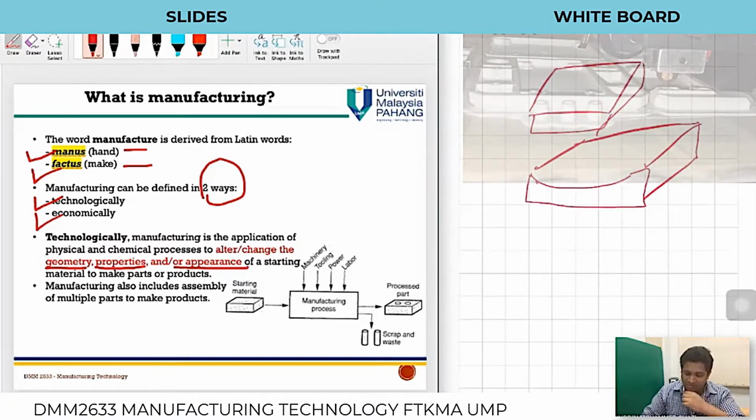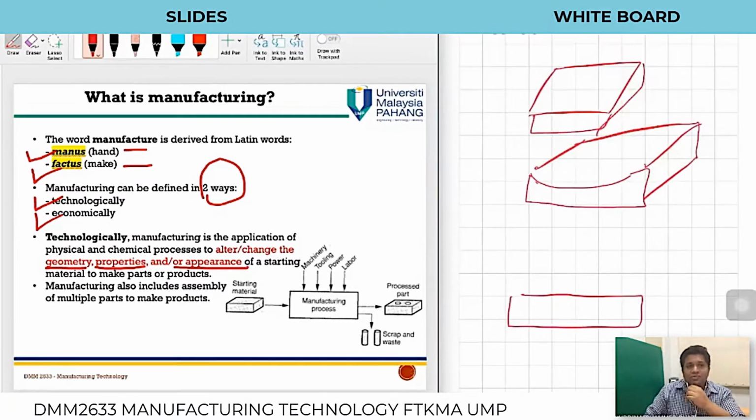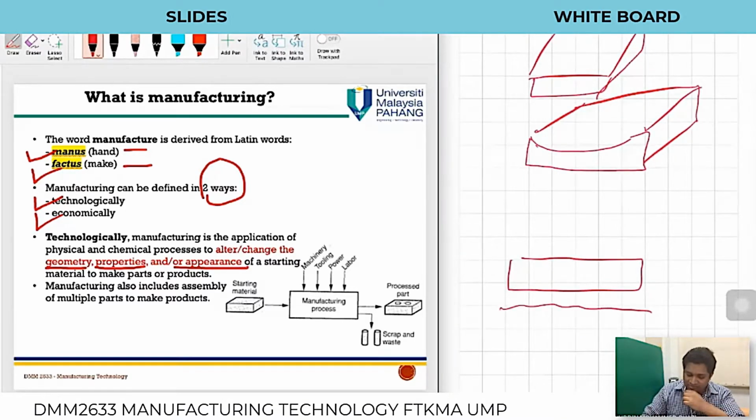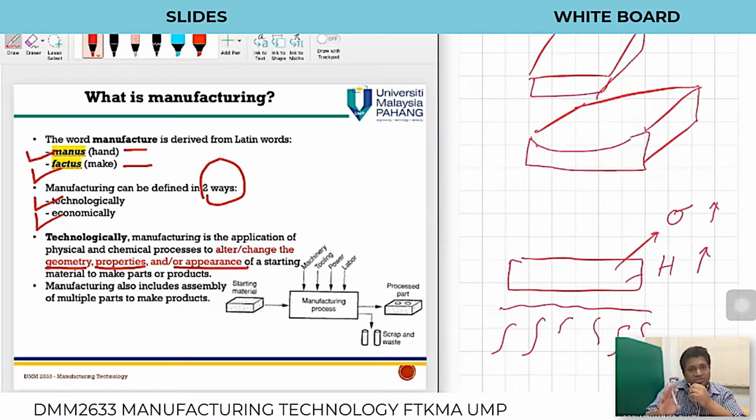Sometimes I've got a steel plate and I'm doing a heat treatment process. Heat treatment is a process in which I apply an amount of heat. I'm going to heat this product. After heating the product, the tensile strength of the material increases, the hardness of the material increases. So I did not change the geometry of the product, but I changed the properties of the product by heating it. So that is also called manufacturing. So manufacturing is changing the geometry of a product, and also changing the properties of a product.